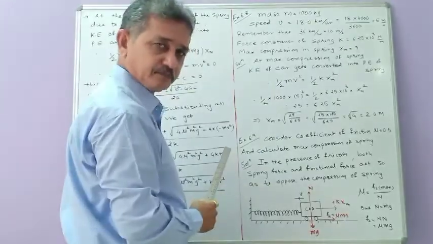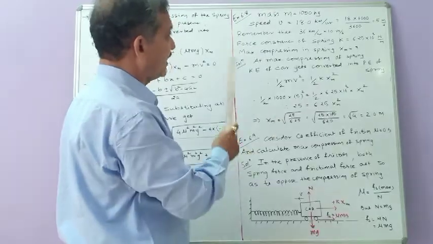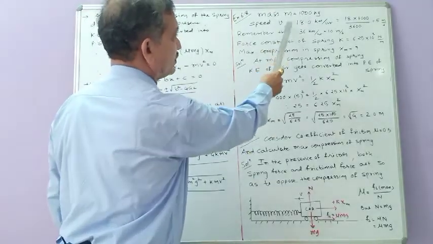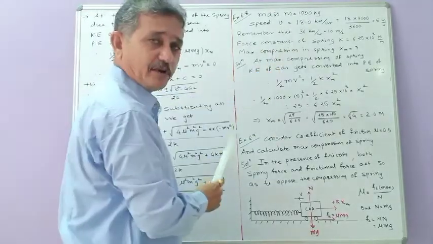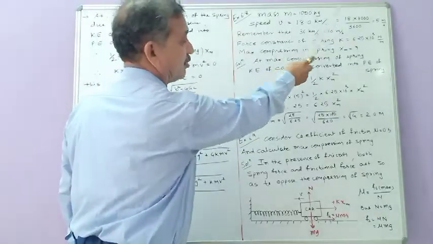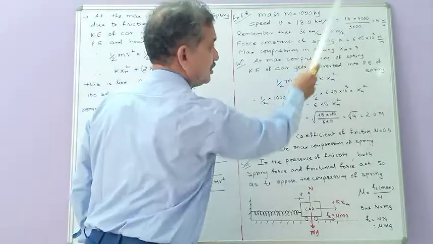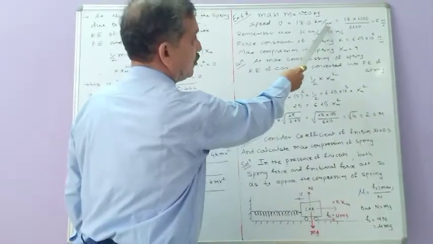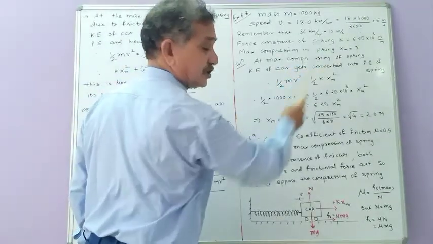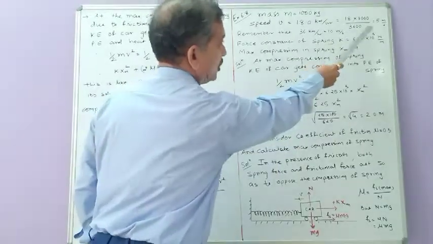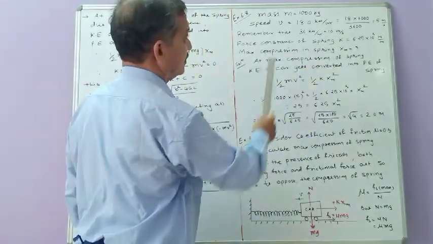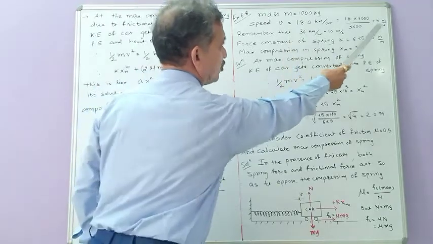So as given in the example, mass of car is 1000 kg, speed is 18 km per hour. You can convert it into meter per second, replacing kilometer by 1000 meter, and in the denominator 1 hour by 3600 second. If you solve it, you will get 5 meter per second. So 18 km per hour equal to 5 meter per second.